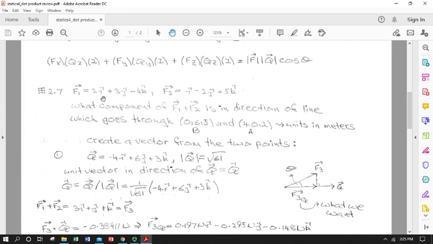Okay, so we can do this with some numbers if we want. Here's a couple of vectors in 3D. So vector F1 is probably a force vector.